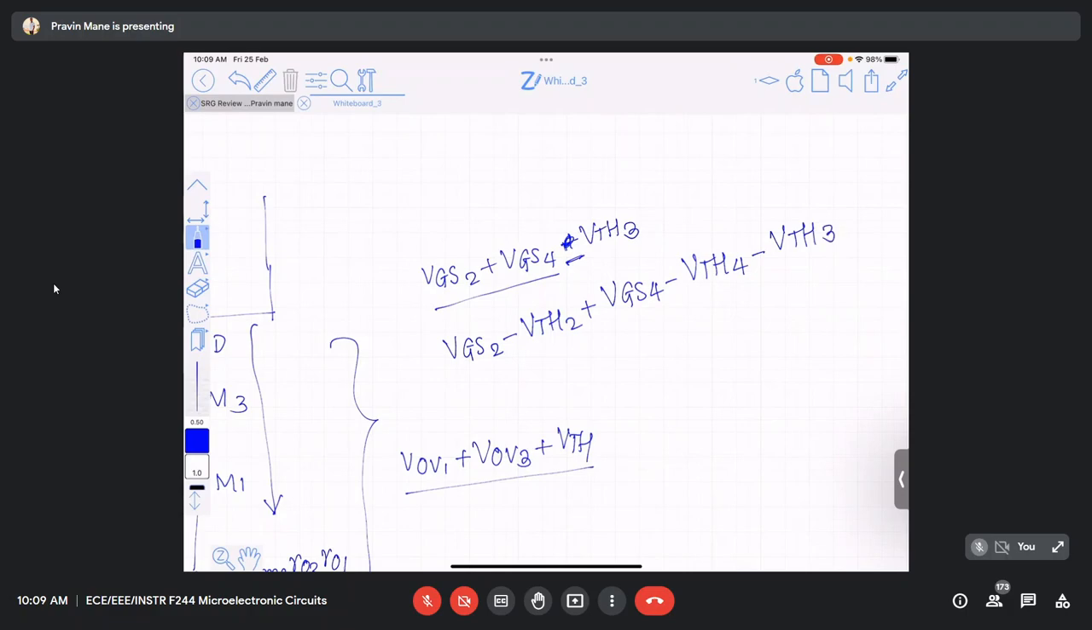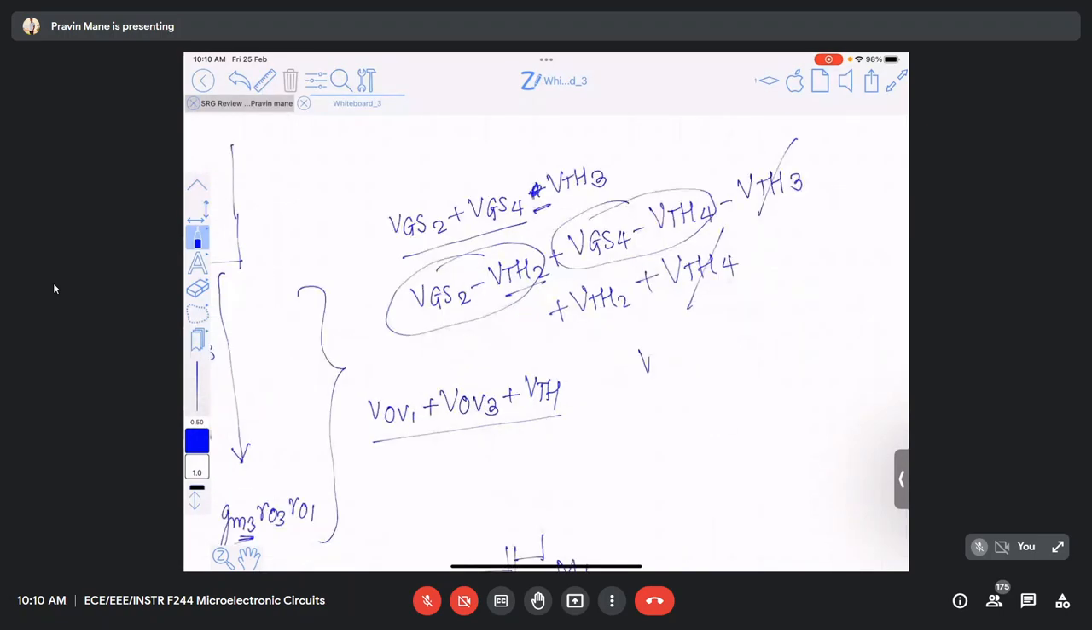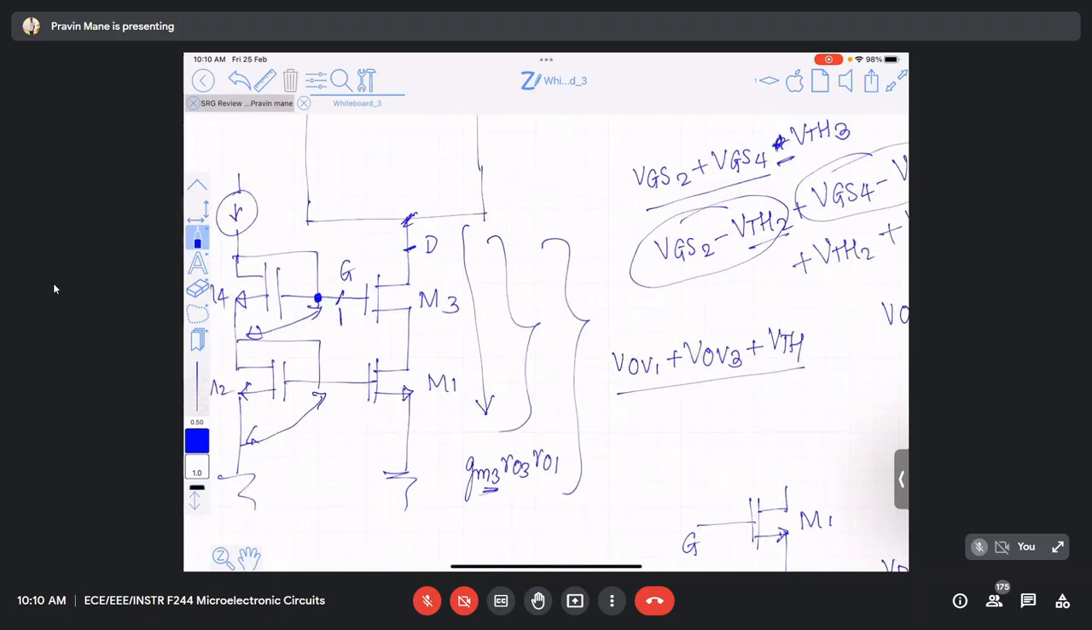What have I taken additionally here? VTH2 should be cancelled, plus VTH4 should be cancelled. So I added, subtracted and added it. What is this? VOV2. This is VOV4. And you know that VTH is the same for all the transistors, right? So VTH3 and this will get cancelled. So VOV2 plus VOV4 plus VTH is the minimum voltage required across this for the transistor to remain in saturation.